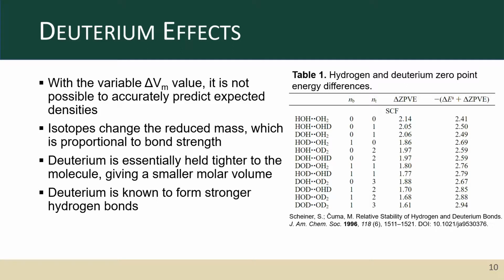Looking at Table 1, taken from Shaner and Kuma, we can see the differences in zero-point energies for hydrogen and deuterium in water. What you notice is that when deuterium is present in the hydrogen bond, we're seeing a lower change in the zero-point energy compared to hydrogen. Again, extending this to covalent bonds, deuterium has a significant effect on how those bonds behave that isn't accurately predicted.